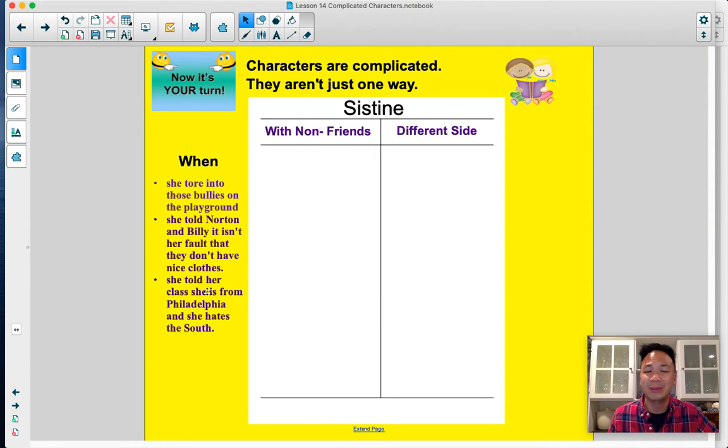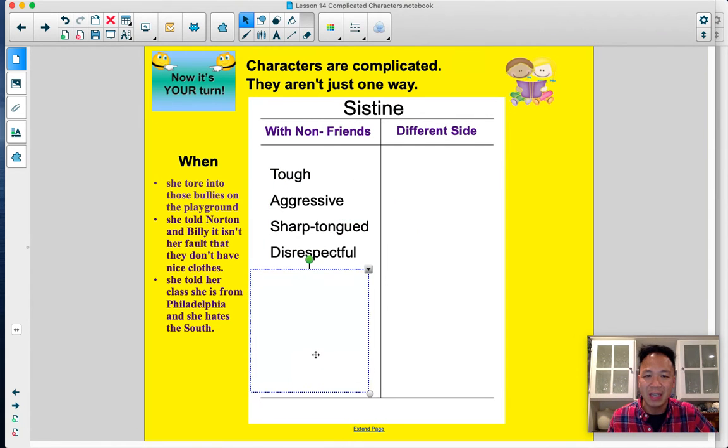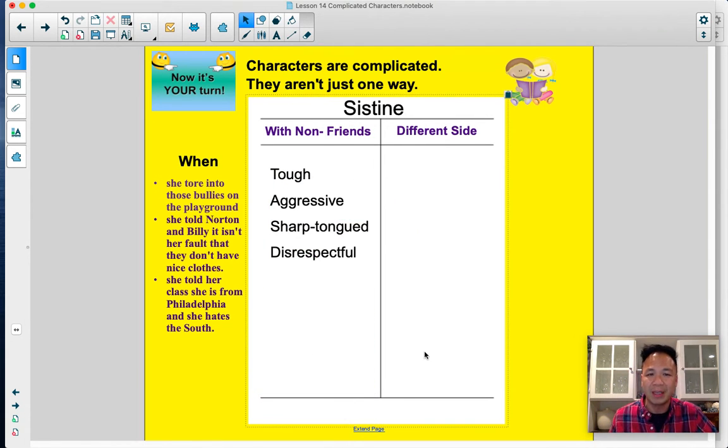Or the time when she was told to introduce herself in front of the class and she said that she hates the South and she thinks that all Southerners are ignorant. Well, when you think about that, then you can kind of think that that impression of her would make you feel that she's really tough and really aggressive, and she's sharp tongued.